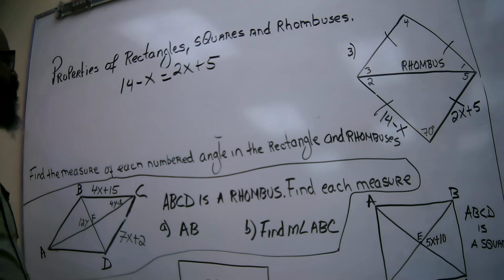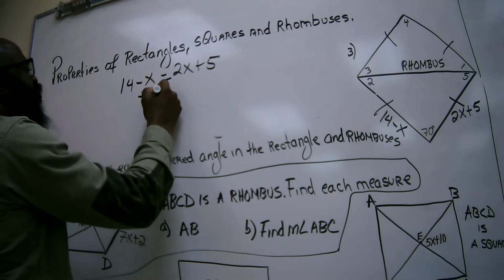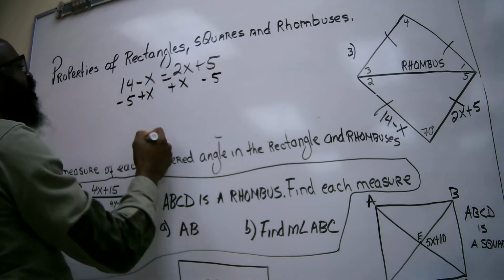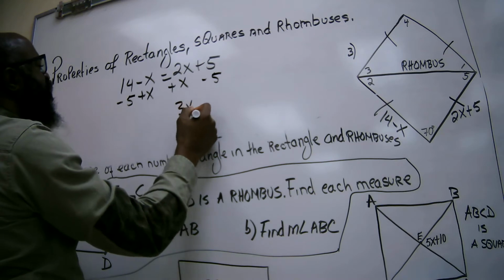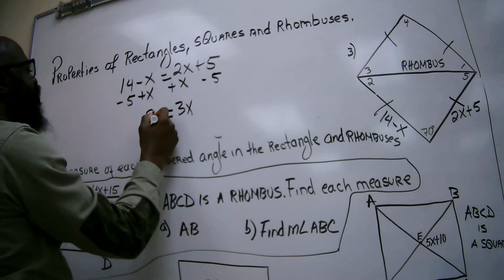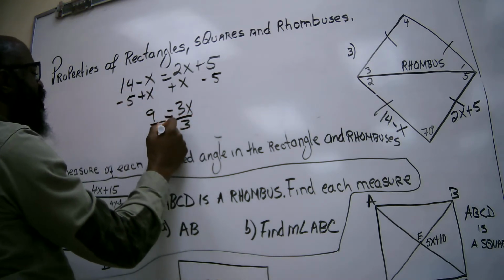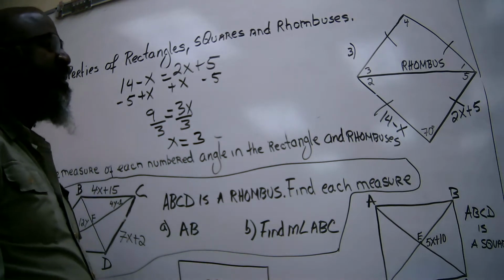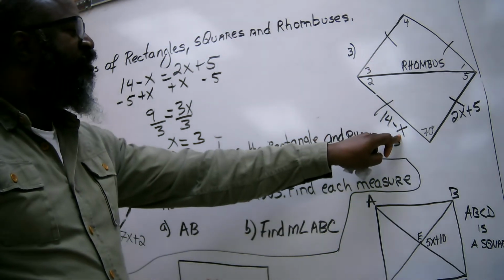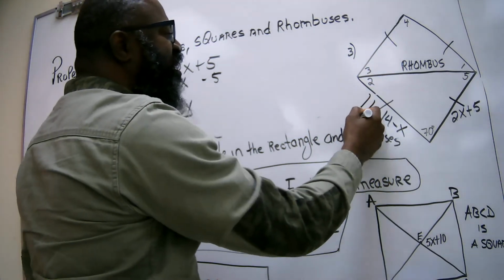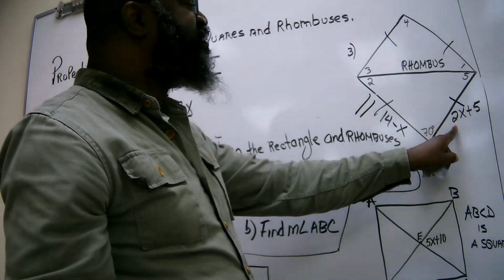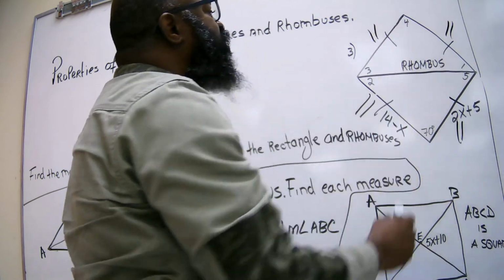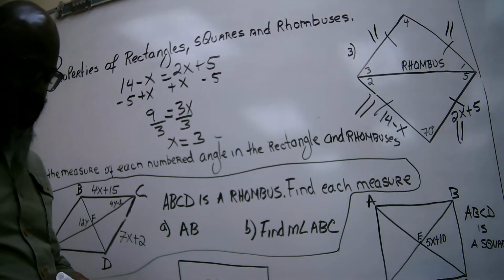Sides are congruent. We want the variable to one side, so we add x on this side, then you subtract 5 on this side. Then you will have 3x is equal to 9, then you divide by 3. In this case, x is 3. Now if I need to find the length of each side, that would be 14 minus 3 is 11. This side will be 11. That will be 3 times 2 is 6, so 6 plus 5 is 11. Therefore, each side of the rhombus is 11.